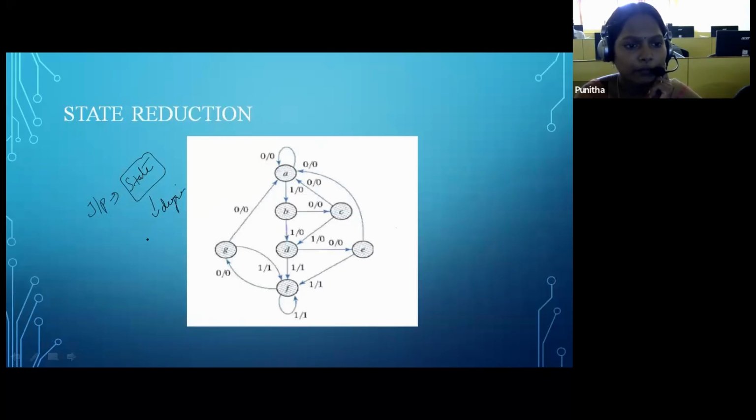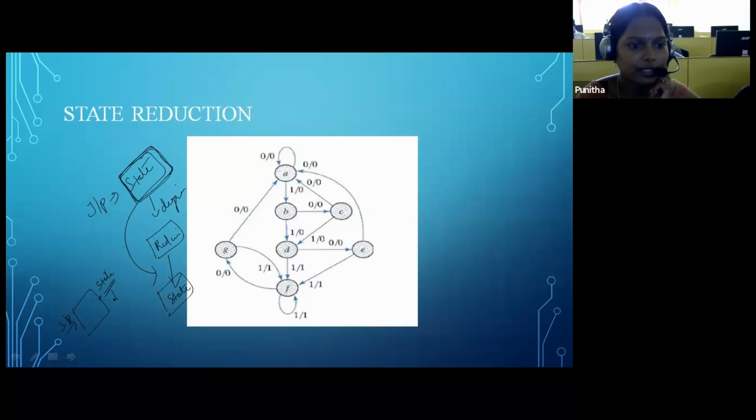After applying the reduction technique, my states will be reduced. This is the concept. By applying the input, first I'm going to generate the state representation, that is the next state.